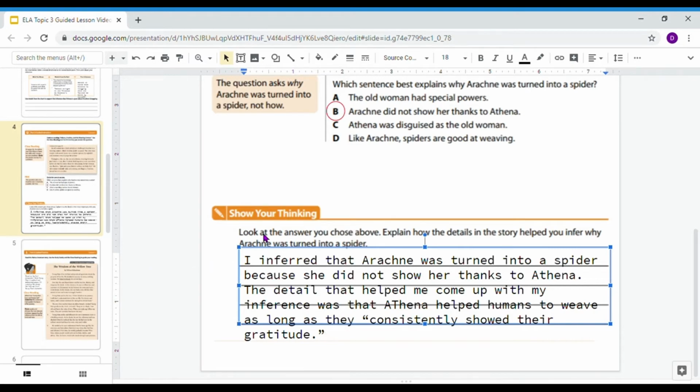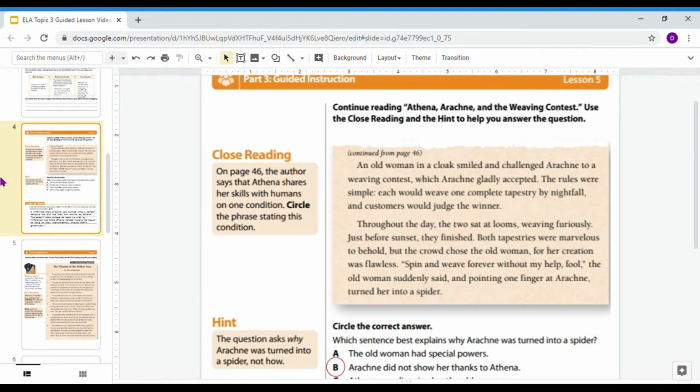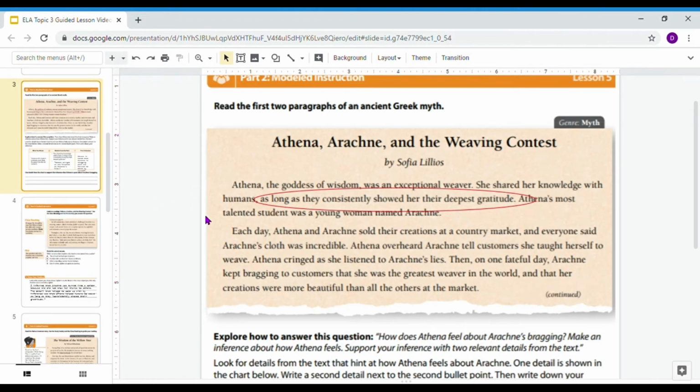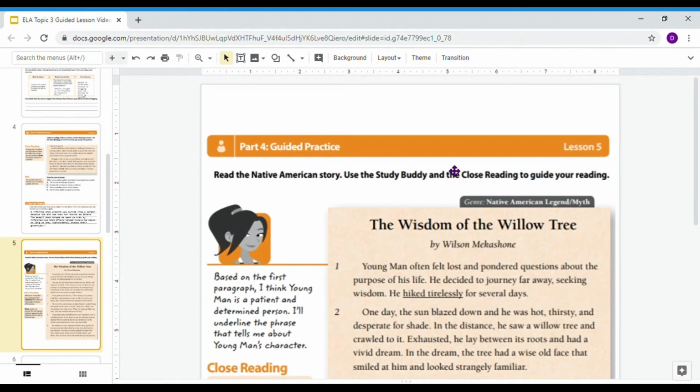And now let's move on to our guided practice. So, remembering for inference, we're going to be reading in between the lines and coming up with things that aren't necessarily directly stated, but things that you can come up with using what you already know, your prior knowledge, and then some more details from the text. So let's look at this guided lesson.